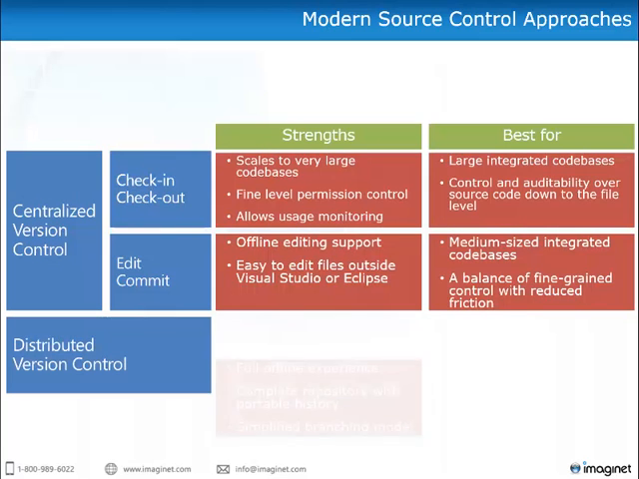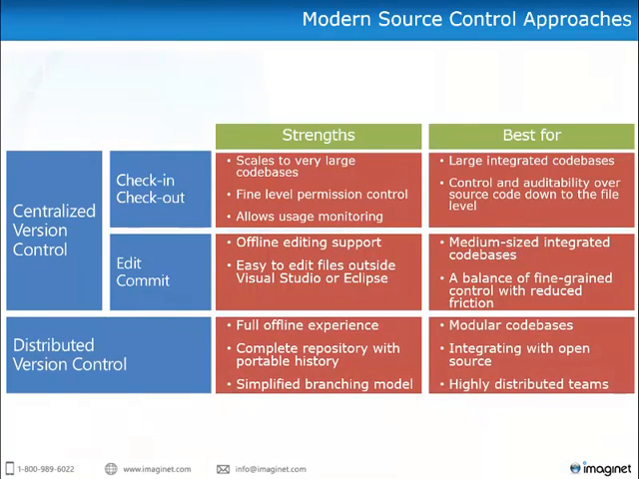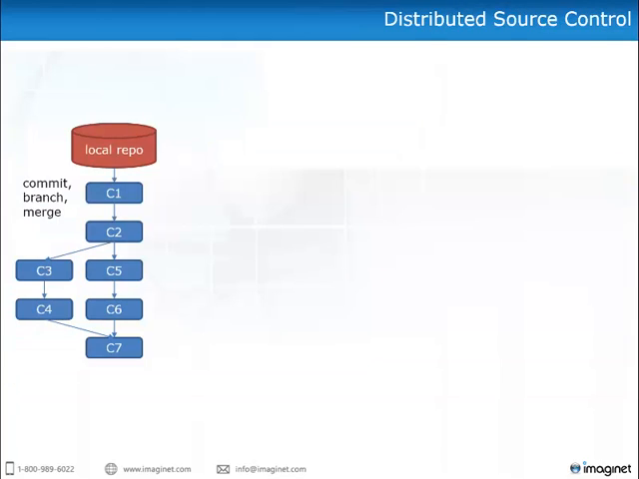There's a growing trend in the industry for distributed version control, typically through Git and Mercurial. Distributed version control gives you a full offline experience with a complete repository being hosted locally. It has a simplified branching model and is best for modular code bases and integrations with open source projects, and of course highly distributed teams. Let's look at distributed version control in a little bit more detail.